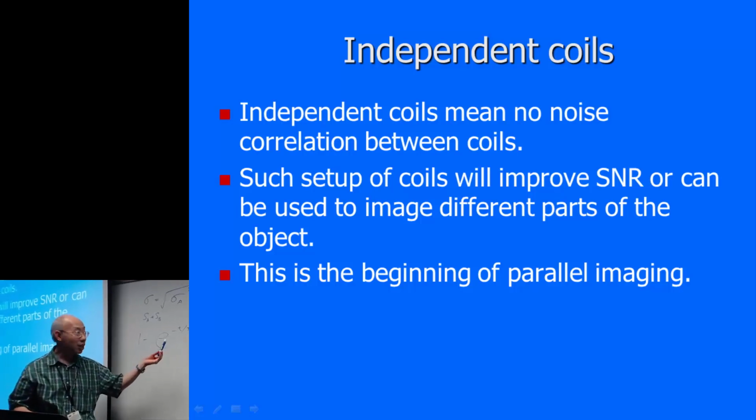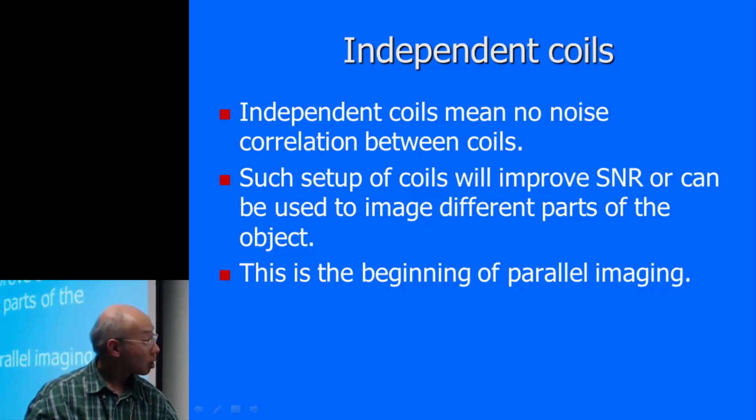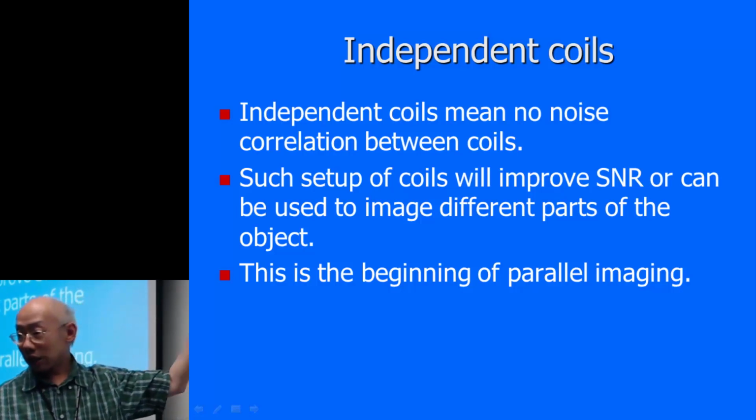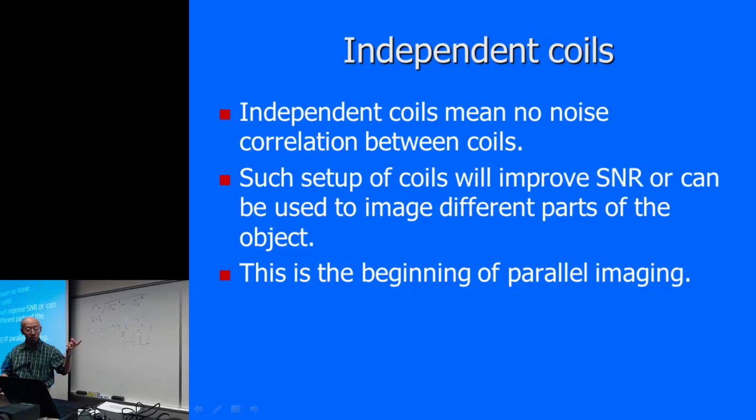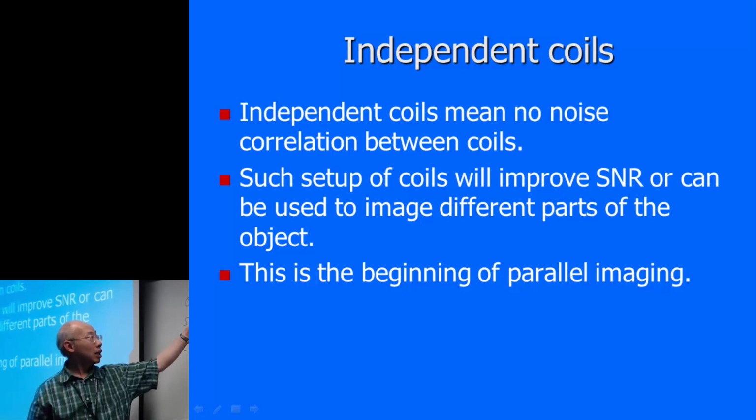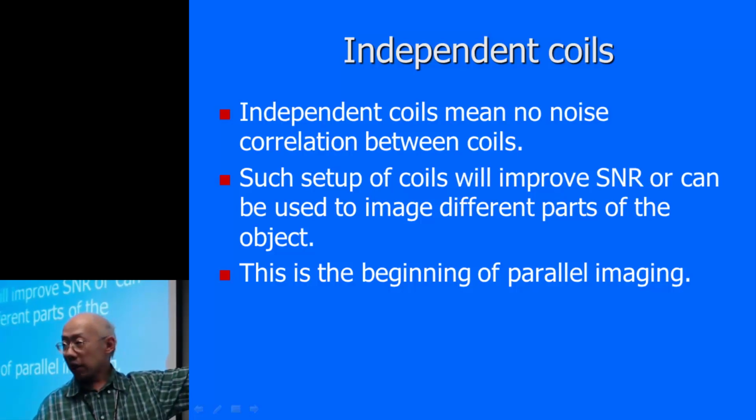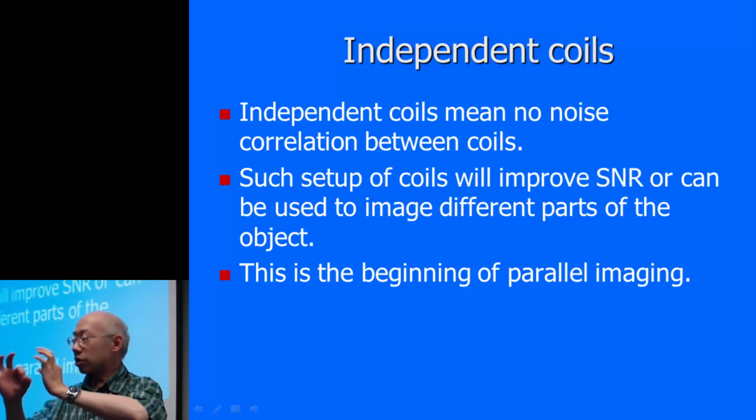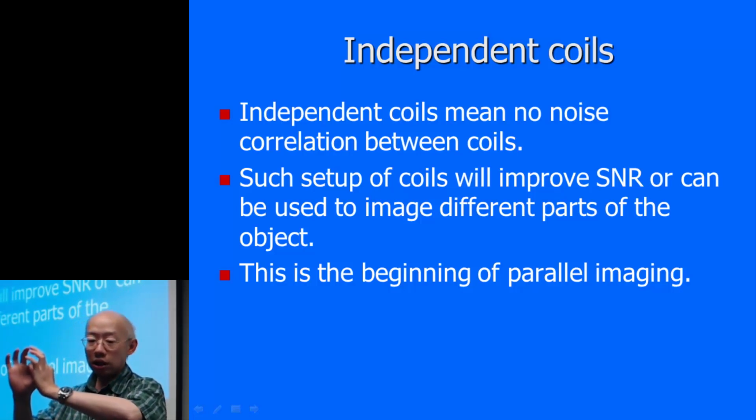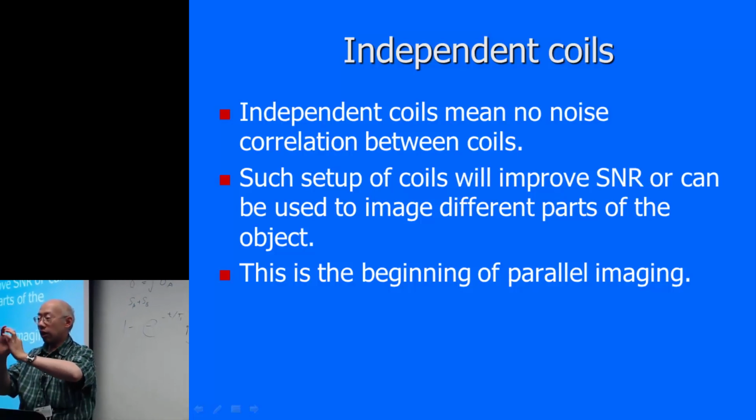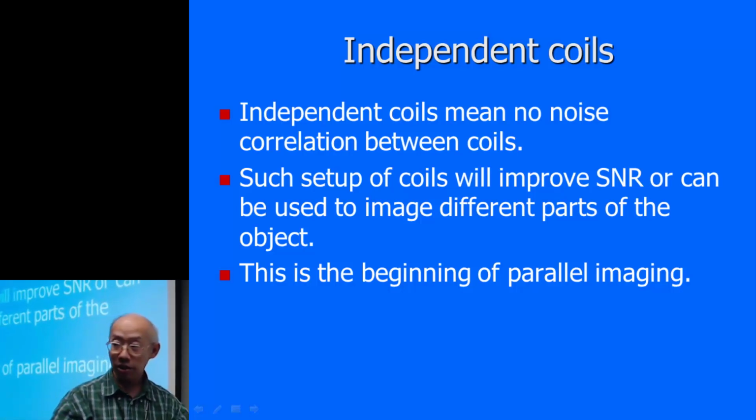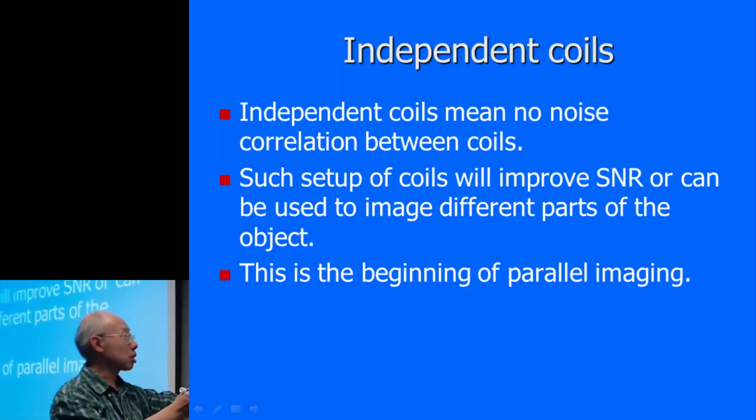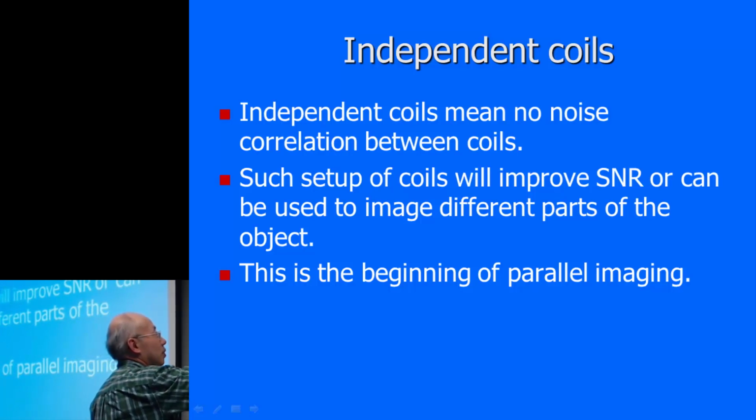If they are correlated, then it's not this equation. Then actually it's complicated. So that's why it's important. If you can make independent coils, meaning that if these two coils do not have crosstalk or mutual inductance, then you can improve the signal to noise ratio, because the final signal to noise ratio is just this guy divided by sigma.